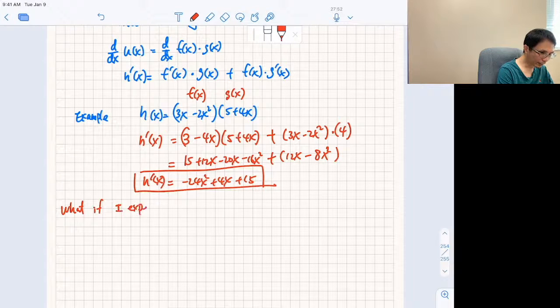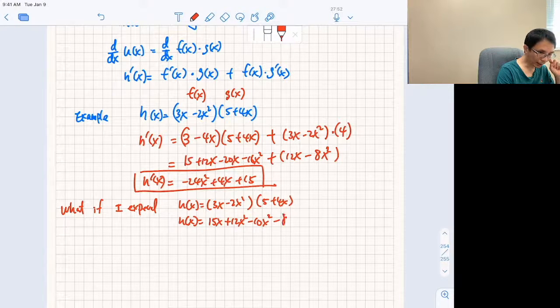I expand the h of x. Let's say 3x minus 2x squared and 5 plus 4x. Would I get the same answer? Of course, if we do math correctly, it should resolve to the same answer. So 3x times 5 is equal to 15x. 3x times 4x is equal to plus 12x squared, minus 10x squared and minus 8x to the third. And that's equal to 15x plus 2x squared minus 8x to the third.